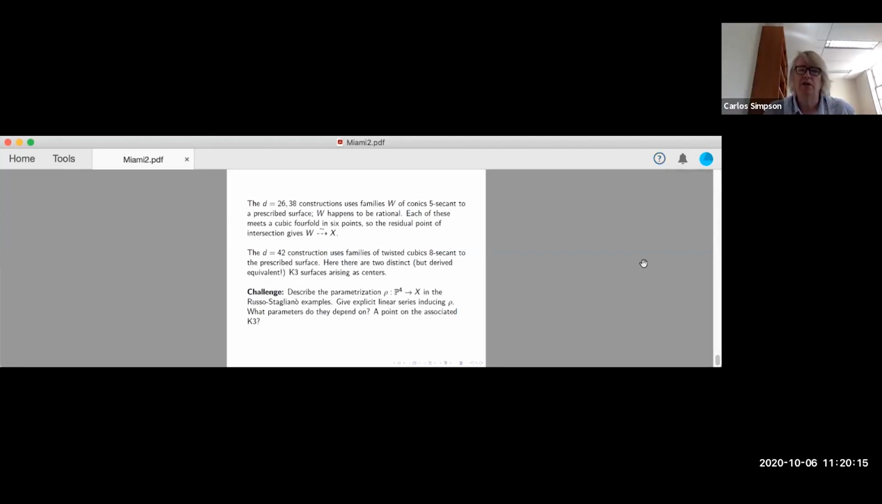Maybe could I ask a question? Please. Are these types of techniques expected to say something in the case where you maybe take P4 and blow up a surface that's more general, like general type, maybe a low degree general type surface or something like that?